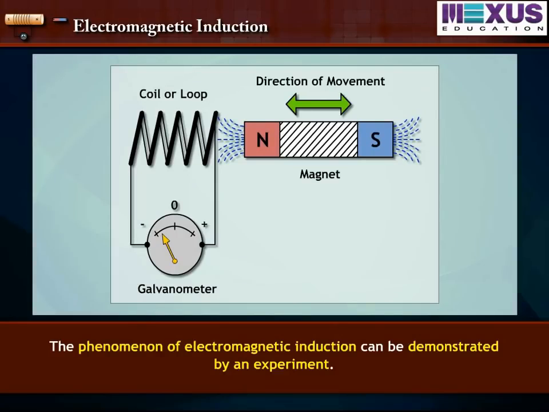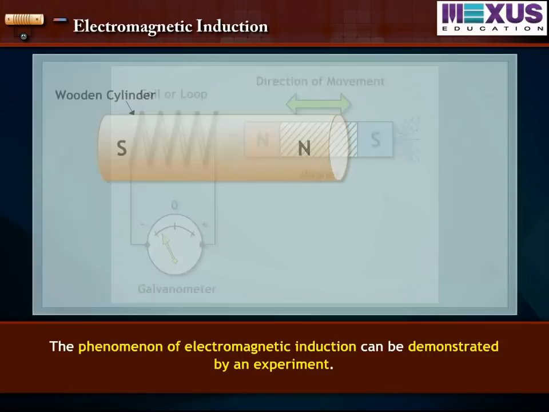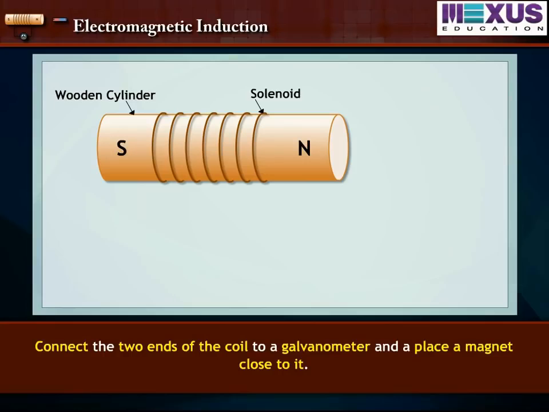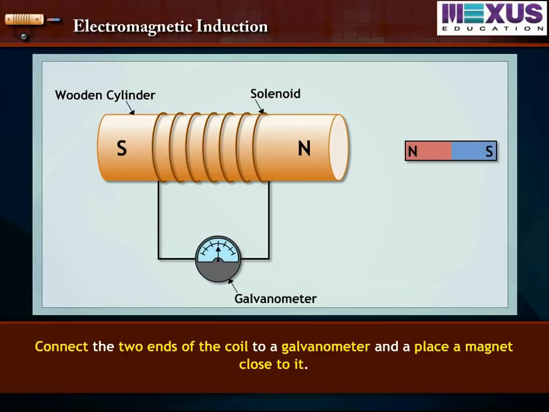The phenomenon of electromagnetic induction can be demonstrated by an experiment. Wind an insulated copper wire on a paper or wooden cylinder so as to form a coil in the form of a solenoid. Connect the two ends of the coil to a galvanometer and place a magnet close to it.